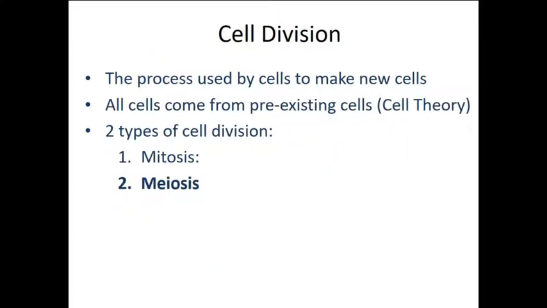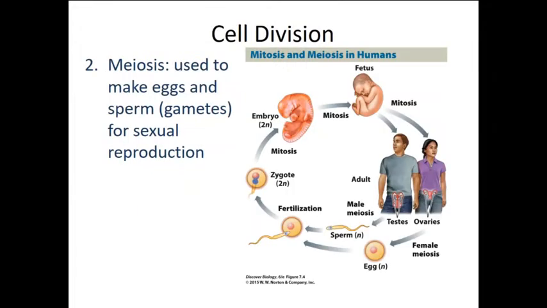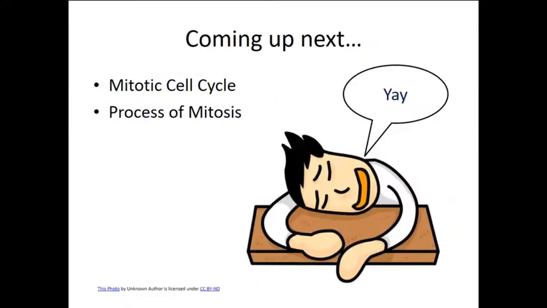All right, and then there's meiosis as the second type of cell division. Meiosis is a very special type of cell division that makes eggs or sperm, which are called gametes. So women make eggs, and they only make eggs in the ovaries, and men make sperm, and sperm are only made in the testes. And this happens not just in humans, it happens in any organism that does sexual reproduction.